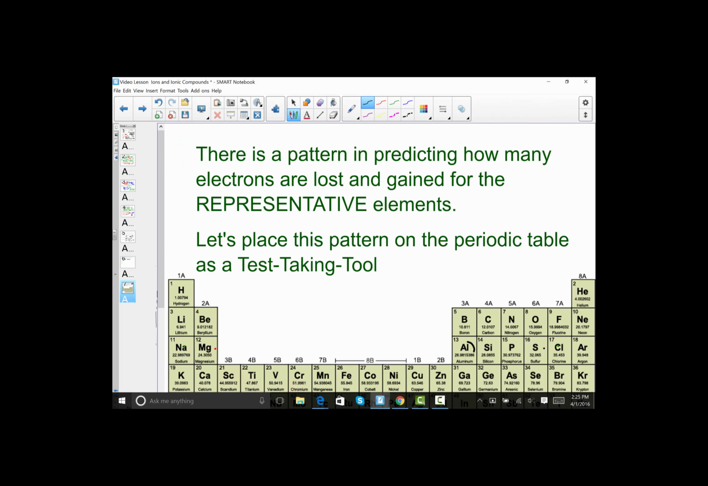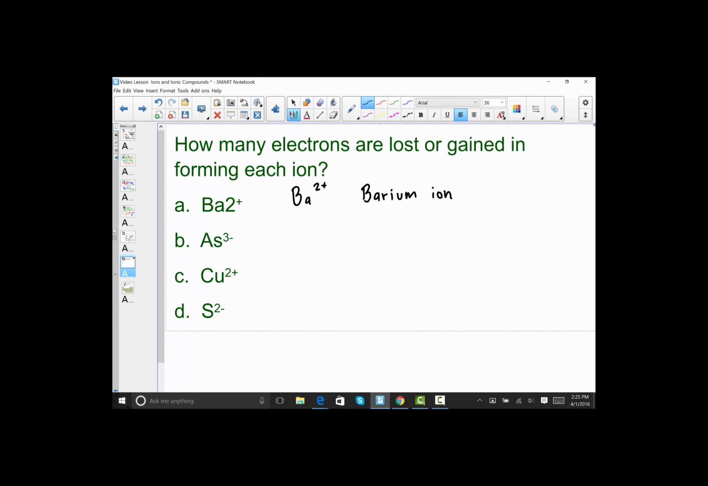As, 3 negative. As is right here. Can you see its name? Arsenic. But when it's negative, we name it with an IDE. This becomes arsenide ion. The arsenic changes the ending to arsenide ion, a negative ion.